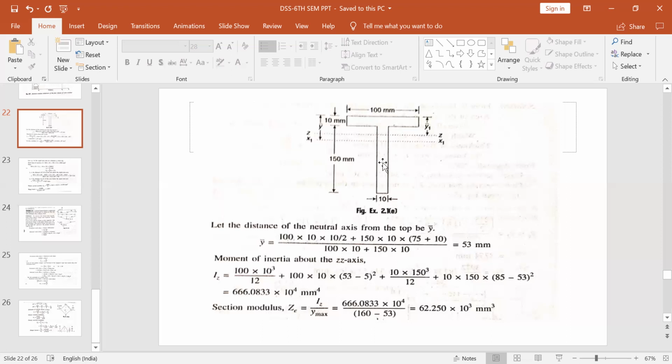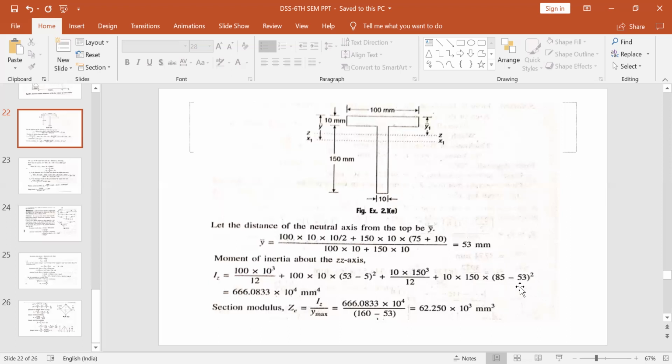What is this distance? This will be 150. Half of 150 will be 75. So half of this web will be 75. 75 plus 10 will be the distance of the centroid of this web portion to the extreme fiber. So that will be 75 plus 10, 85. 85 minus this distance y bar, which is 53. So 85 minus 53 will give you the distance of the centroid to this.